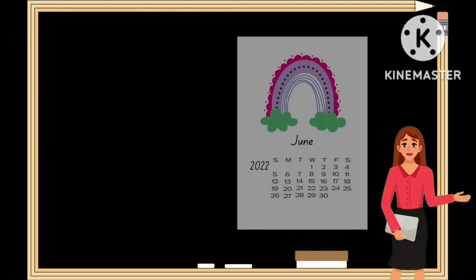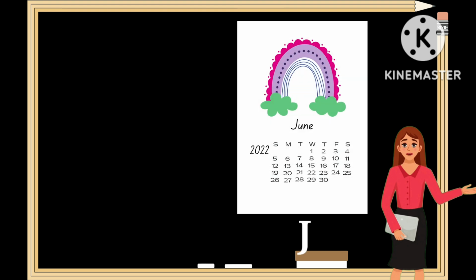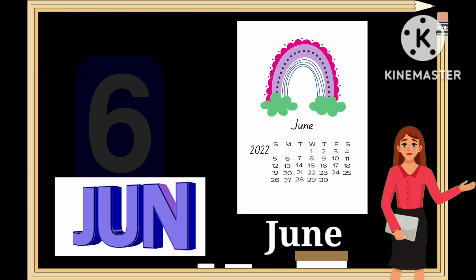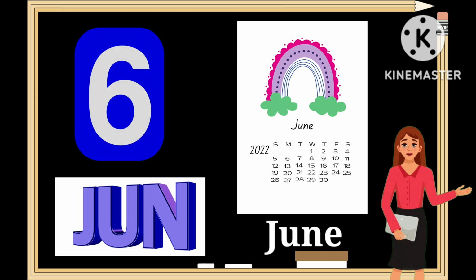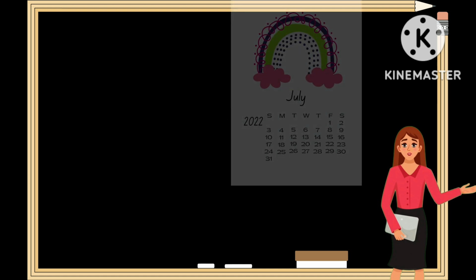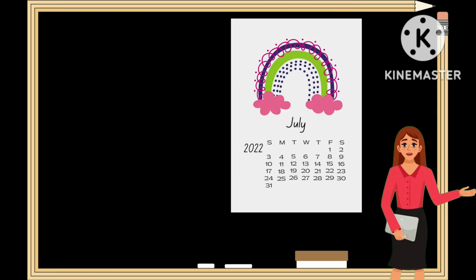This is the month of June. June. It is abbreviated as JUN. It is the sixth month of the year. June has 30 days.